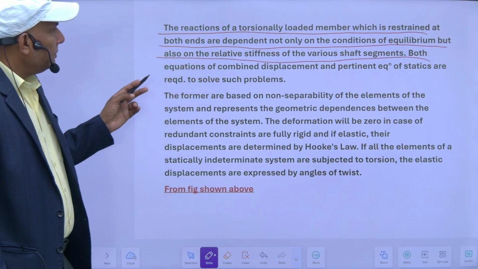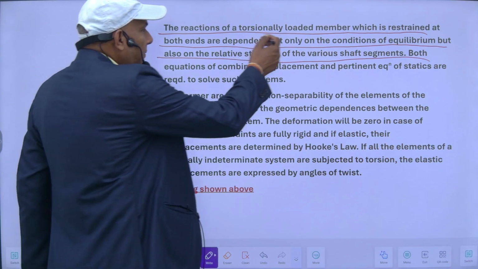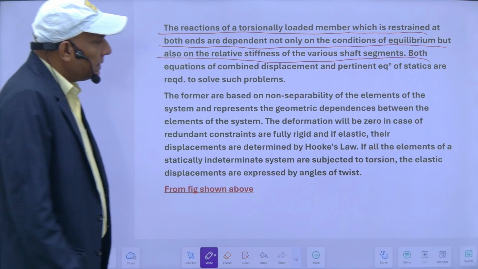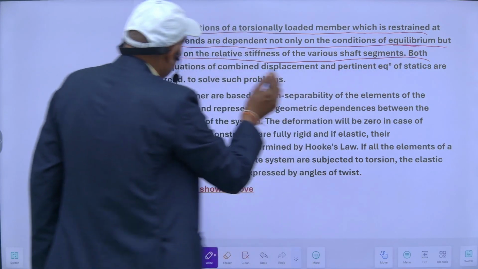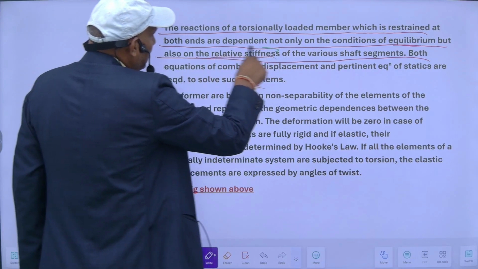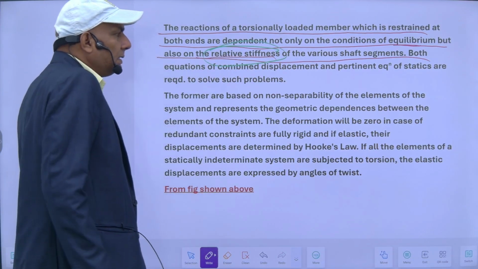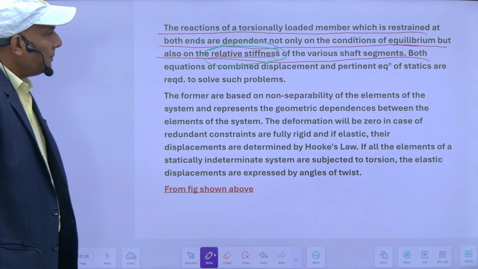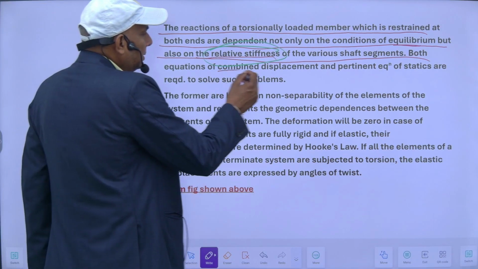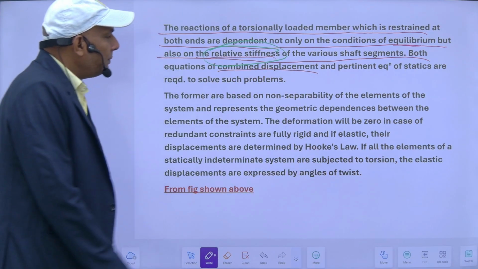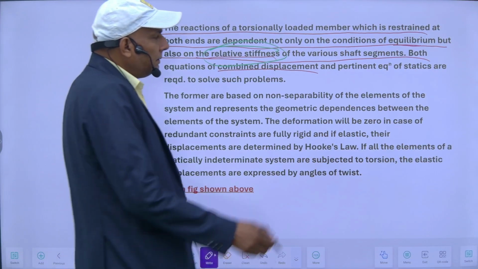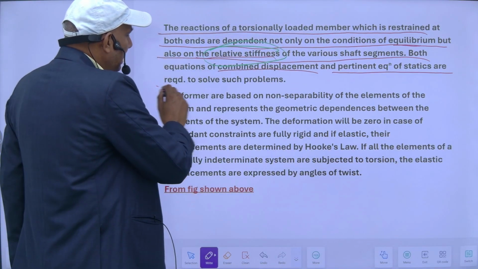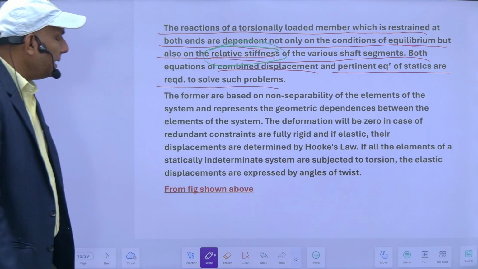So, besides static equilibrium, the reactions of a torsionally loaded member which is restrained at both the ends are dependent not only on the condition of equilibrium but also on the relative stiffness. Relative stiffness means the angle of twist theta of the various shaft segments. So, both the equation of combined displacement, that is theta A plus theta B, and the pertinent equation of statics are required to solve such problems. That's what I have explained.